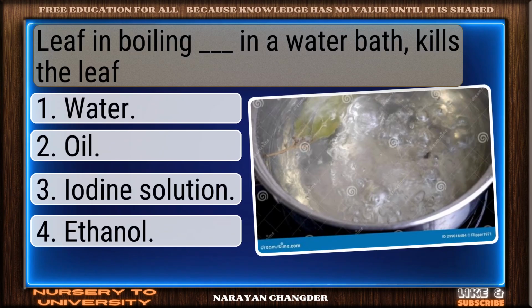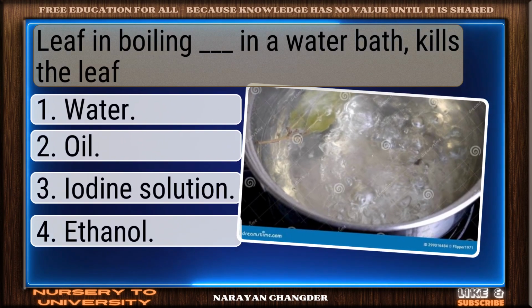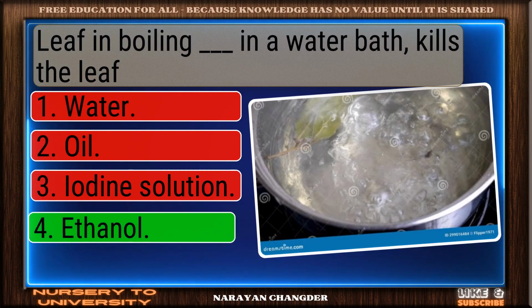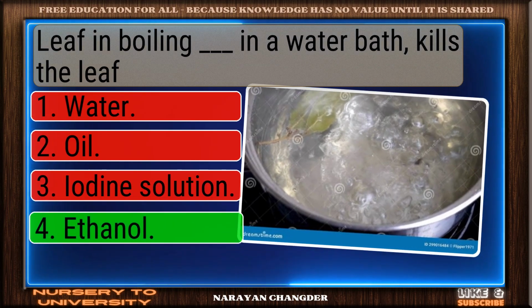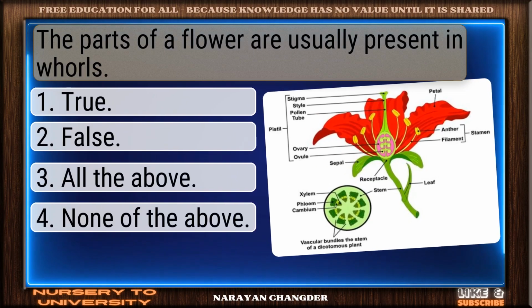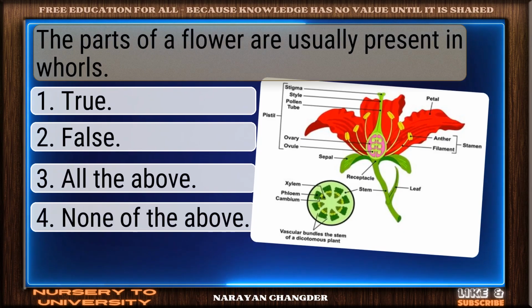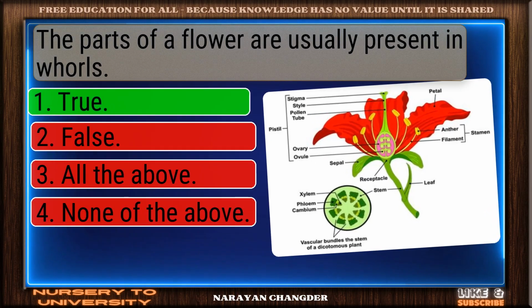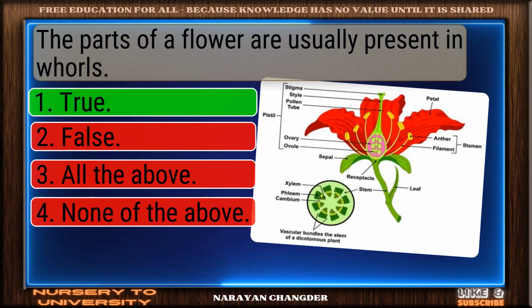Leaf in boiling dash in a water bath kills the leaf. Nice work. You chose ethanol and it is correct. The parts of a flower are usually present in whorls. You got it! Your choice true is right.